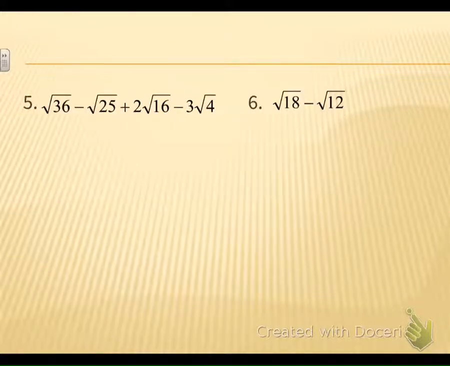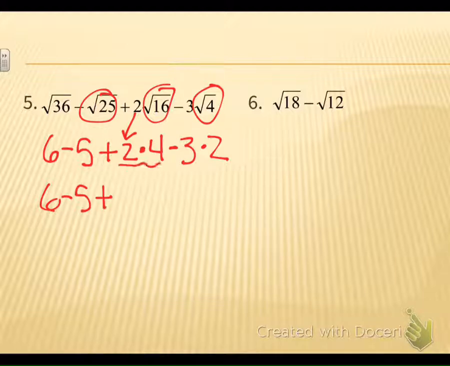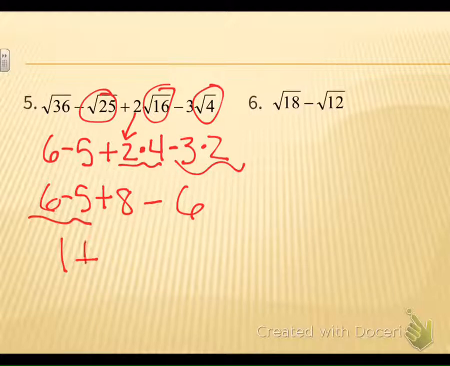All right, the next one, 36. 36 is a perfect square. 6 times 6 gives you 36. So that's 6 minus 25 is a perfect square. So that's just 5 plus, bring down the 2, times 16 is a perfect square. That's 4 minus 3 and 2. And 4 is a perfect square, which is 2. So first we have 6 minus 5 plus 8 minus 6. So 6 minus 5 is 1 plus 8 minus 6 is 2. This is equal to 3.